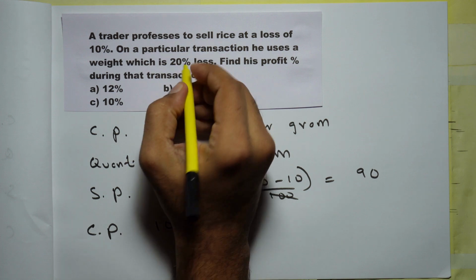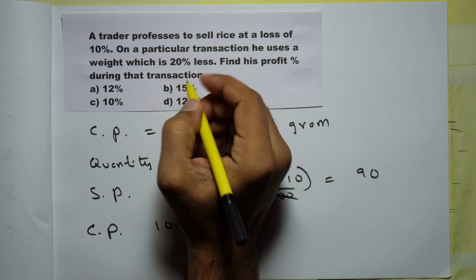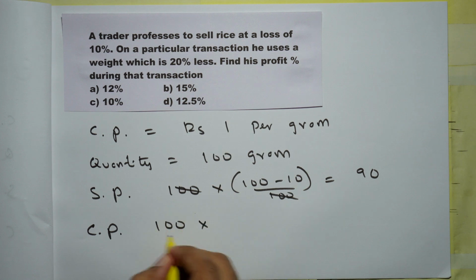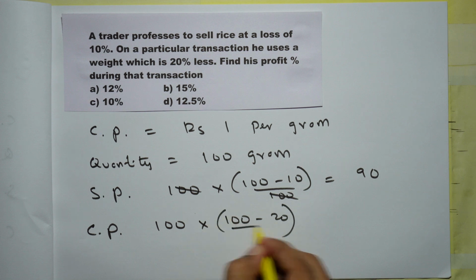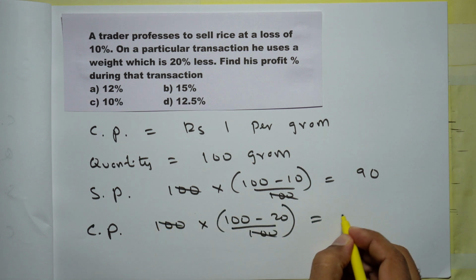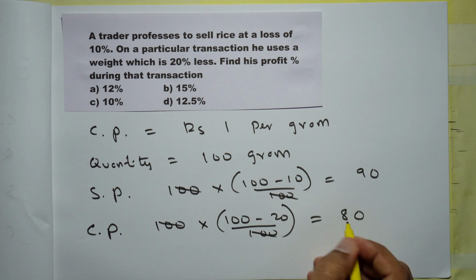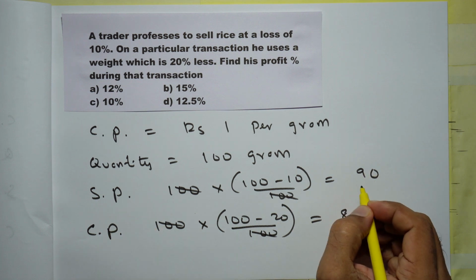He uses a weight which is 20% less. So we have to reduce this weight by 20%. So it will be (100 minus 20) by 100. 100 and 100 cancels out. So actually he sells only 80 grams at 1 rupee per gram. So his actual cost price is only 80. So cost price is 80 and he will sell it at 90.